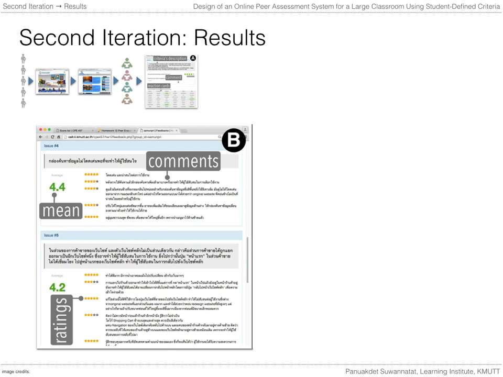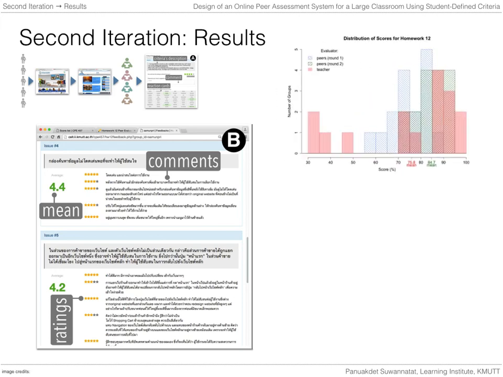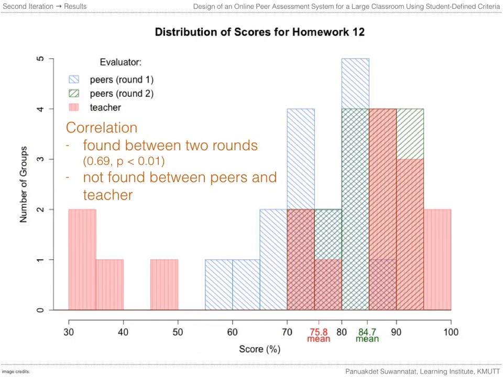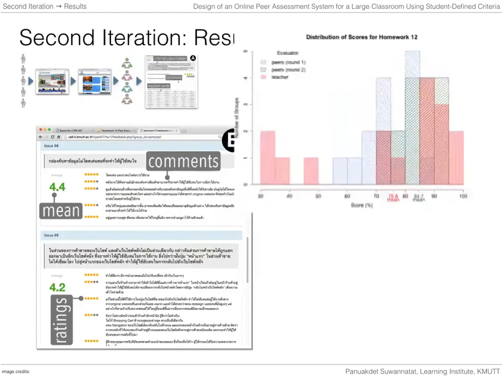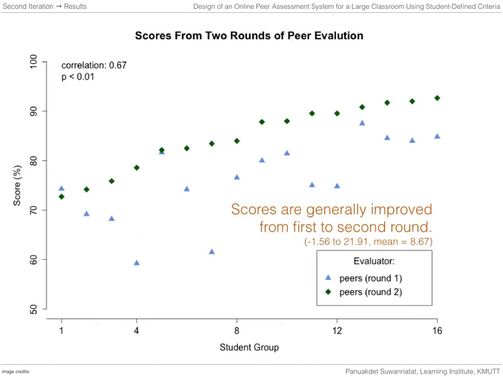Let's look at the scores. The scores from the first round of evaluation are shown in the blue histogram. In the second round, the scores improved, as shown in the green histogram. It shifts to the right a little bit. And the red histograms are the scores from the teacher. We have a small correlation between the scores from the first round, the blue dots, and the scores from the second round, the green dots, and the scores of every group except just one improved from the first round to the second round.